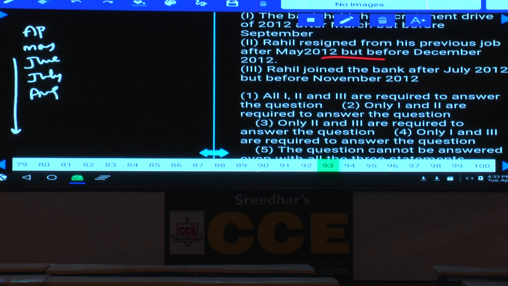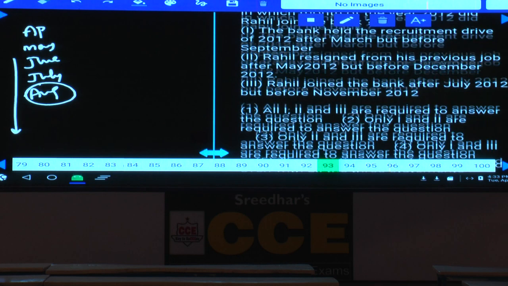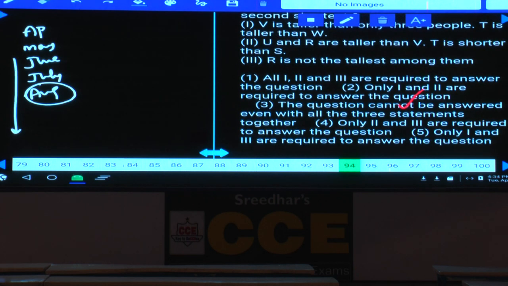Then what is the other choice here? 1 and 3. If you combine 1 and 3, with the help of 1, what is the answer you are getting here? April, May, June, July, August. And this is about 1, but before September. And what about 3? After July and before November. After July, before November, tell me, what is the only month, 1 month which is common? August. Are we getting the answer or not? And by combining which two are we getting the answer? 1 and 3. As 1 and 3 are required, choice 4 is the answer. 93, choice 4.